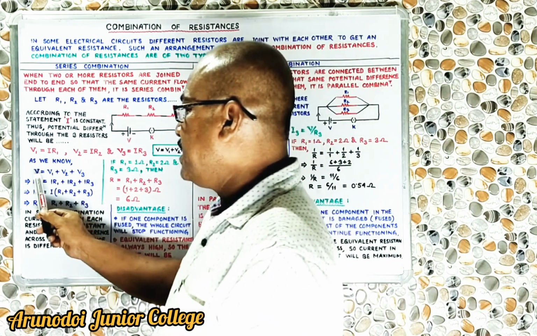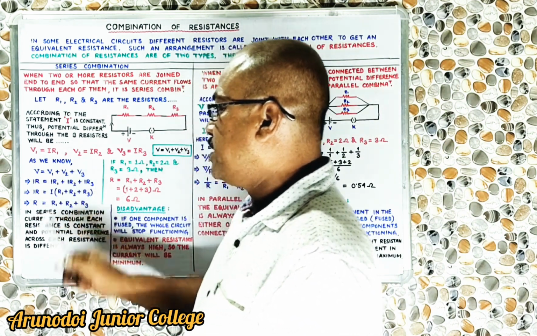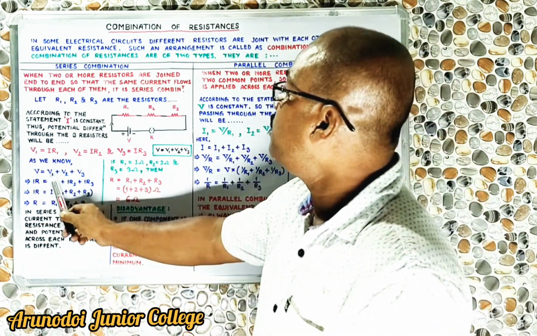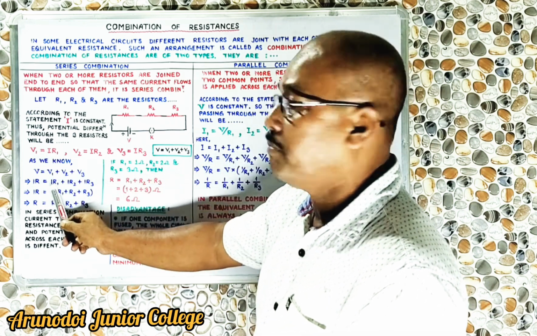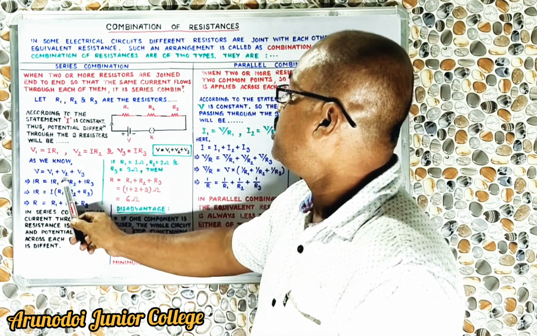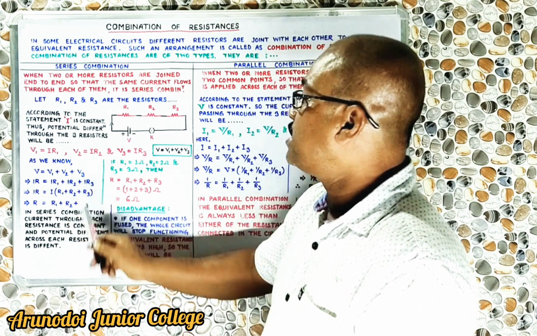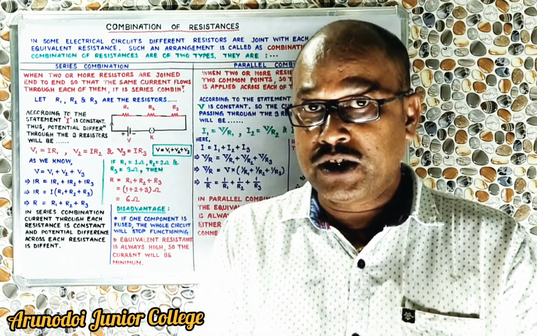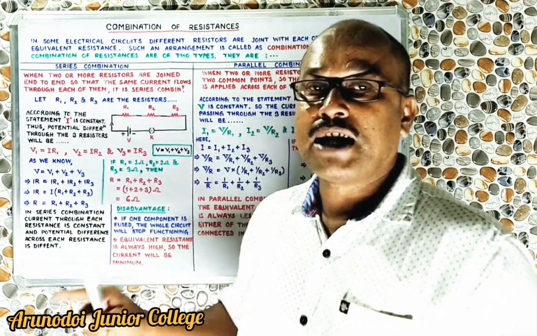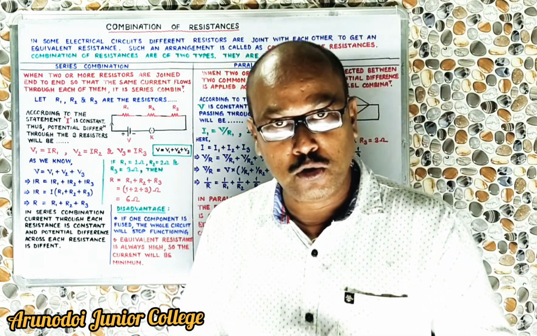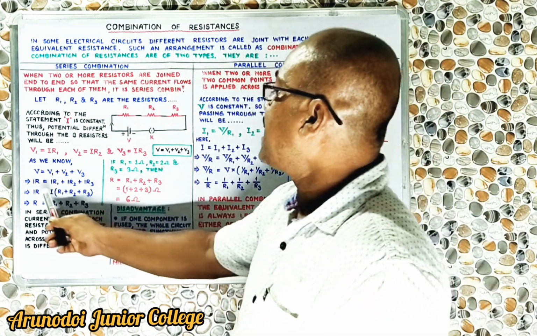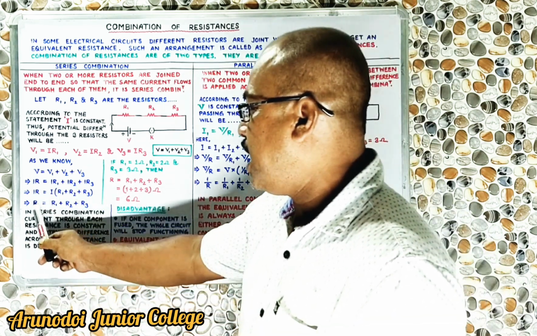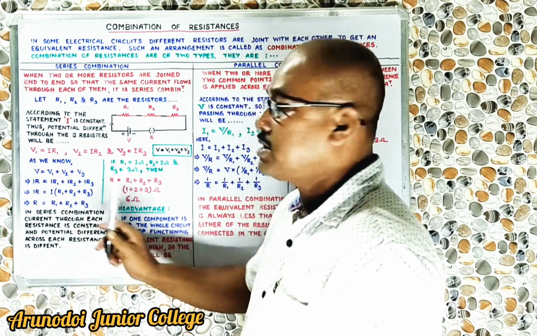Now if we apply this formula, V is equal to V1 plus V2 plus V3, then in place of V we can write IR. Similarly, in place of V1 we place IR1, V2 is equal to IR2, V3 is equal to IR3. So in the second line we have got IR is equal to IR1 plus IR2 plus IR3. Now we can take I common on both the sides, and finally by cancelling I from both the sides, we will get R is equal to R1 plus R2 plus R3.